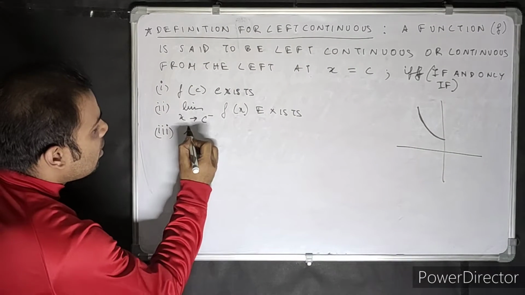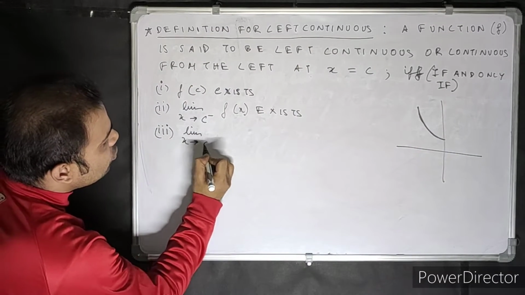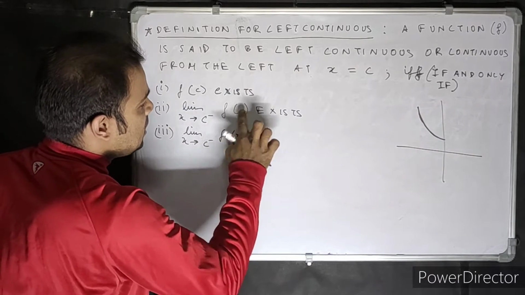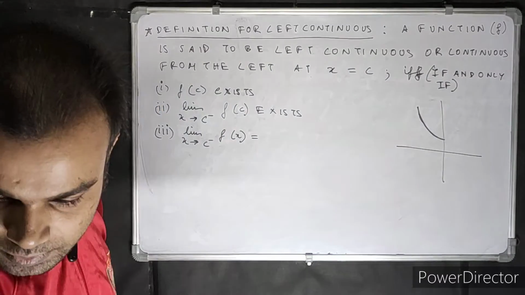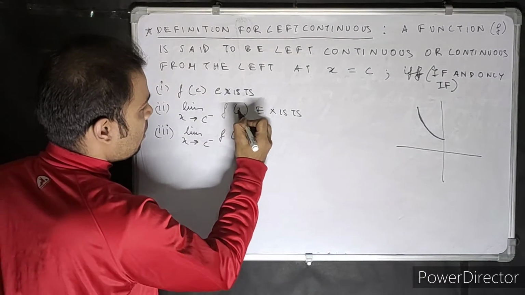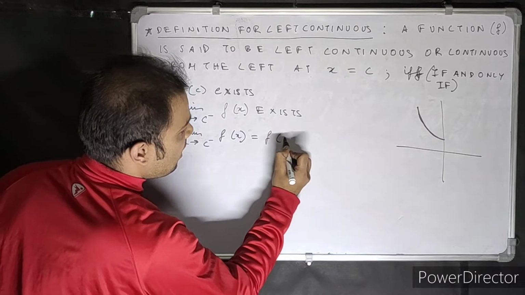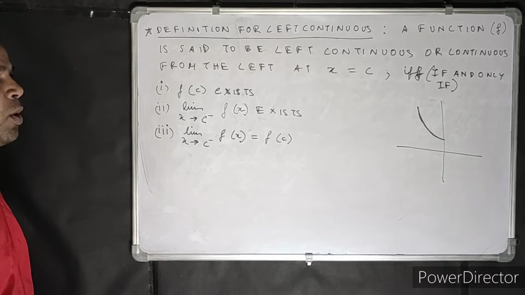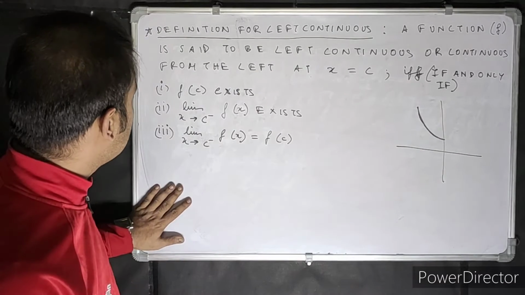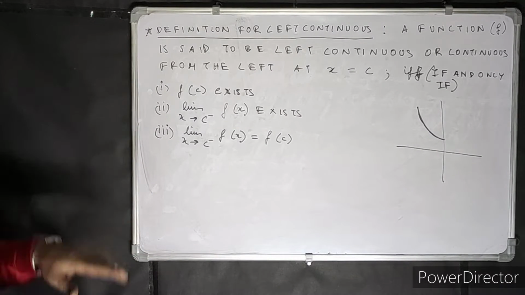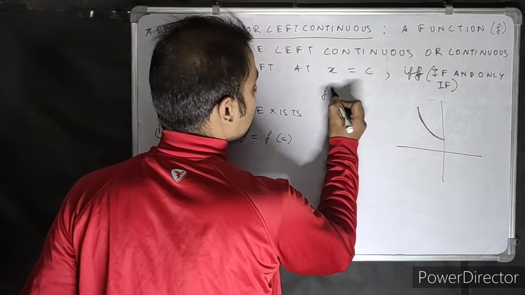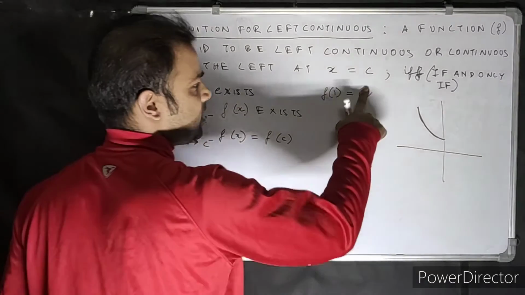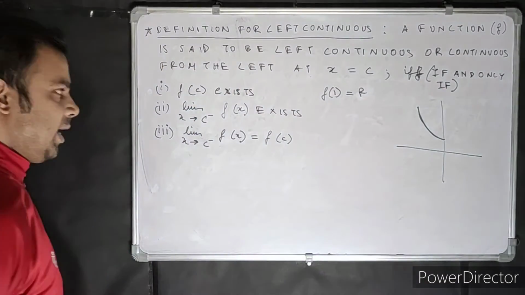And limit of x tends to c negative f of x will be f of c. F of x is equal to f of c, otherwise there won't be any differentiation. So what are the 3 points for a function to be left continuous? F of c must exist. Suppose if you put f of 1, it should not come infinity or something like that. It should exist like a real number.